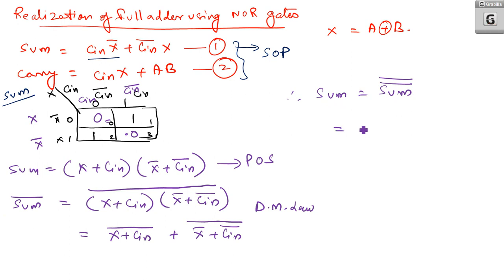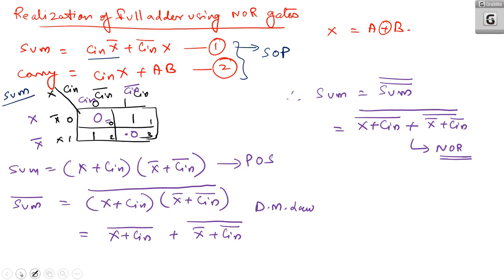What is it? That is H or Cin, the whole bar, or H bar or Cin bar, the whole bar, the whole bar. This is basically in NOR form. So you got sum in NOR form. Now coming into carry part.